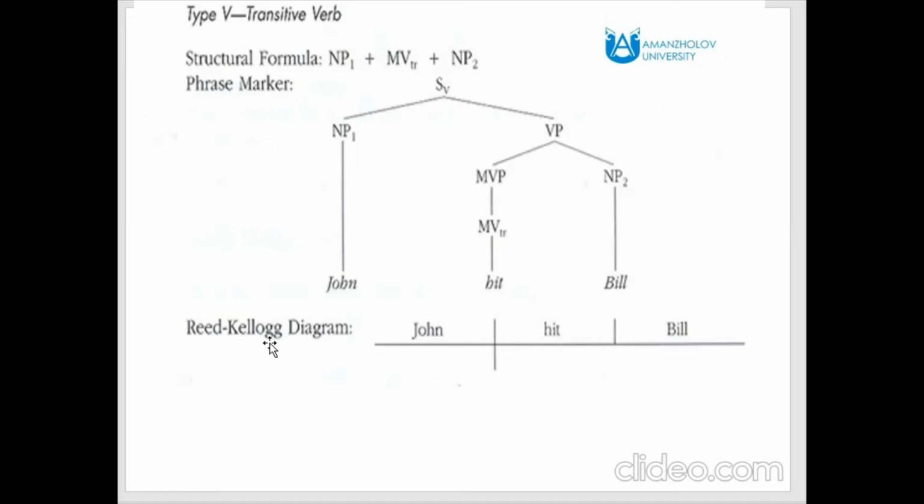The second noun phrase in a type 5 sentence functions as a direct object. Verbs like hit that are followed by a noun phrase like Bill functioning as a direct object are called transitive verbs, from which type 5 sentences derive their name.